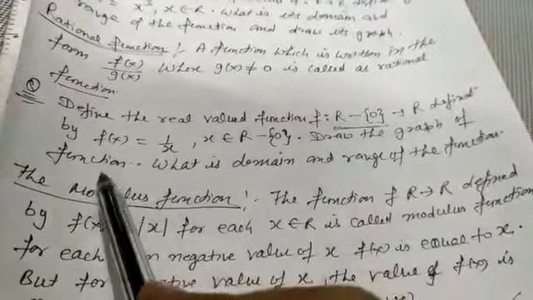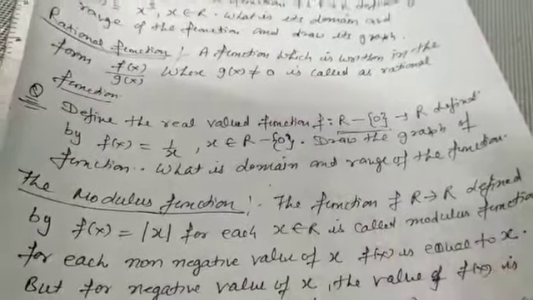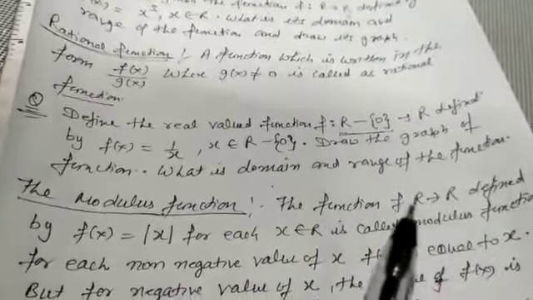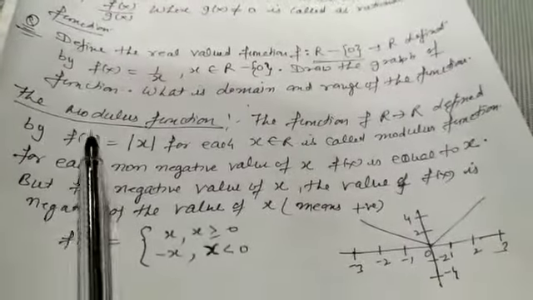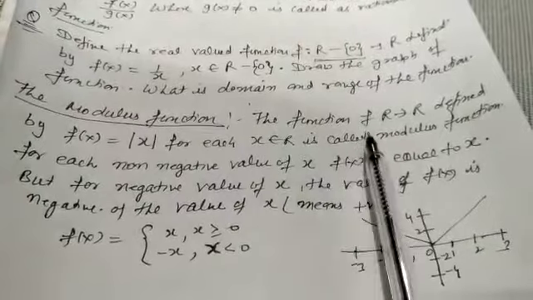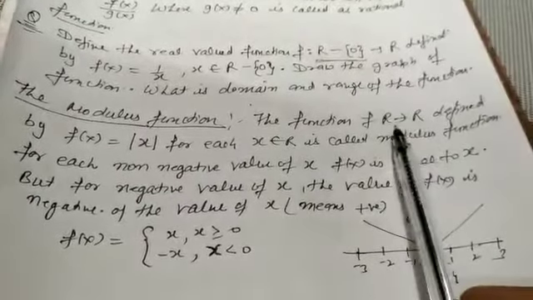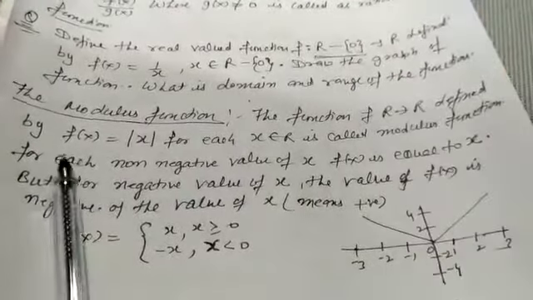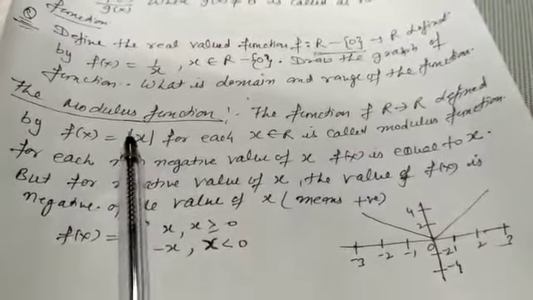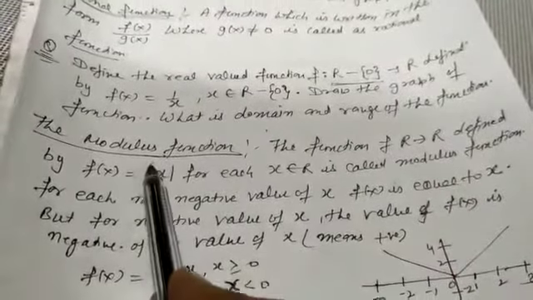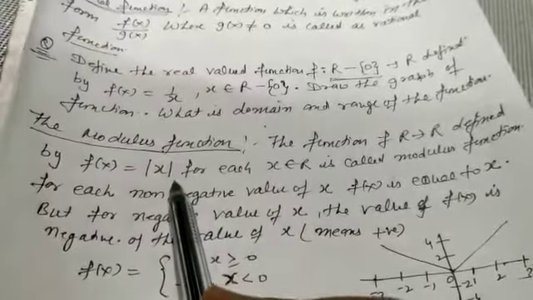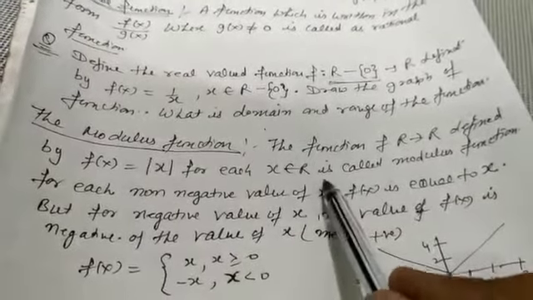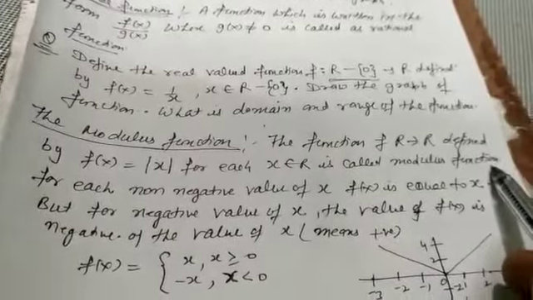Draw the graph of the function and write down its domain and range. Now one more function is there, that is called the modulus function. The function f from R to R, from real number to real number, defined by f(x) = modulus of x. This is the symbol for modulus; these two lines represent the modulus. For each x belonging to R, it is called the modulus function.